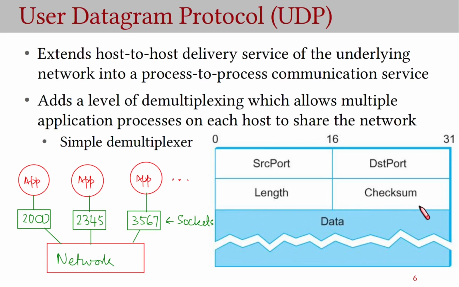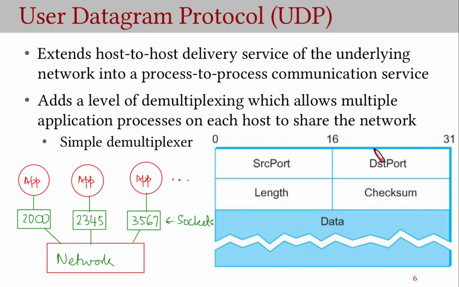This is the UDP header format. It has a 16-bit source port and another 16-bit destination port ID. And it has a 16-bit length field and another 16-bit checksum. We'll come back to these a little bit later.